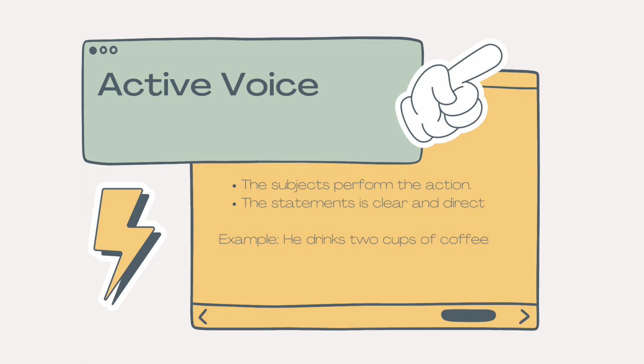Now, let us take a look at the example. He drinks 2 cups of coffee. The subject is he. The verb is drinks. And the object is 2 cups of coffee. Therefore, that is clear and direct.